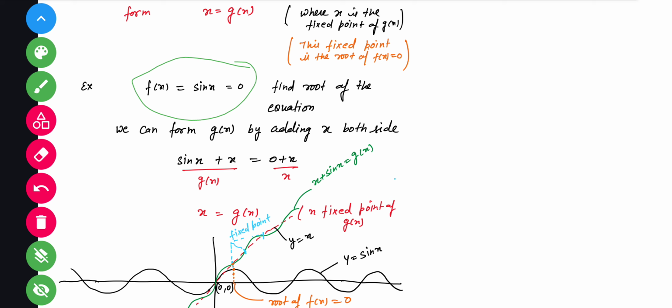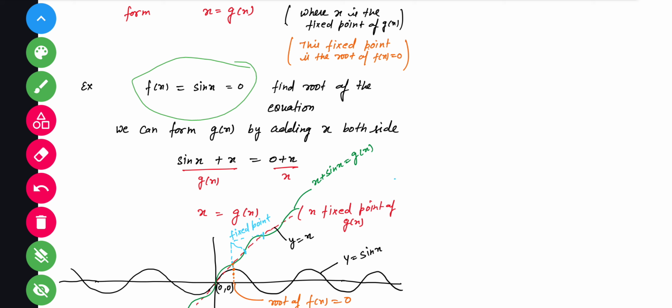So we need to convert it into the form of x equal to g of x. That means we can convert it by adding x to both sides, right? So we have sine x is equal to 0. If we add x to both sides, then we will get x equal to sine x plus x, right? So that means that sine x plus x is the g of x. So we got g of x.